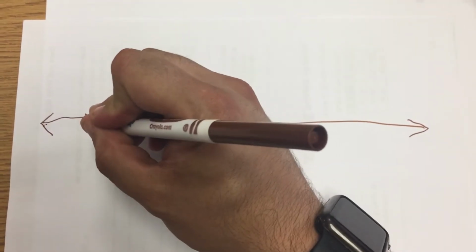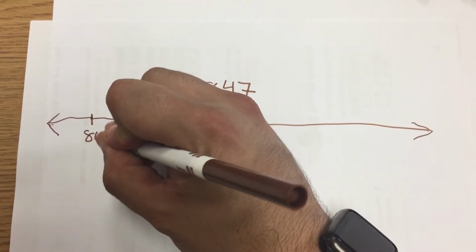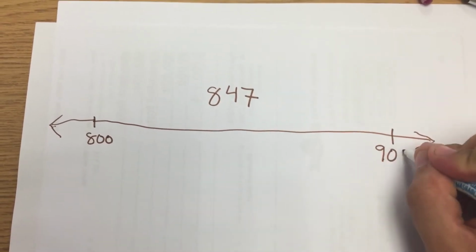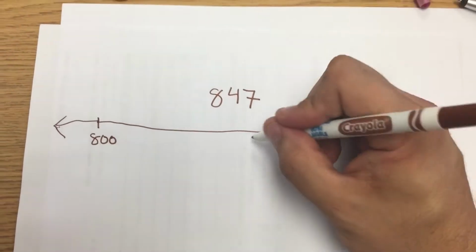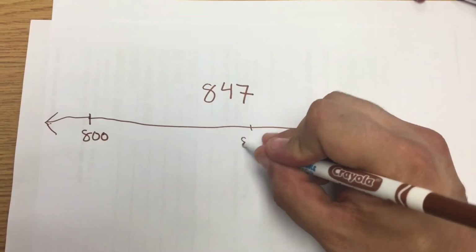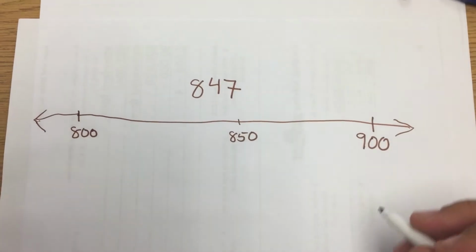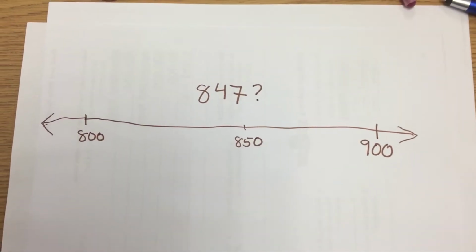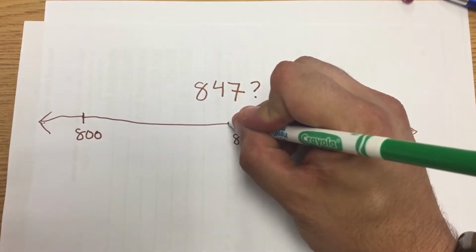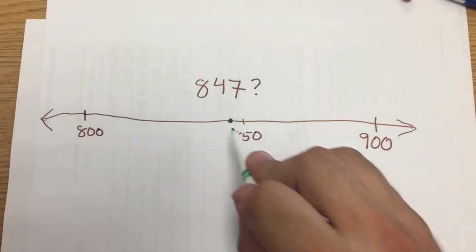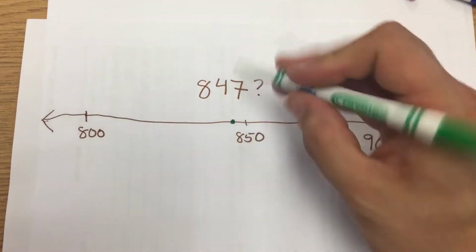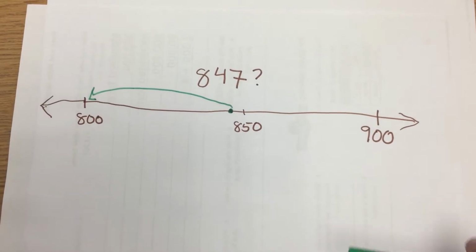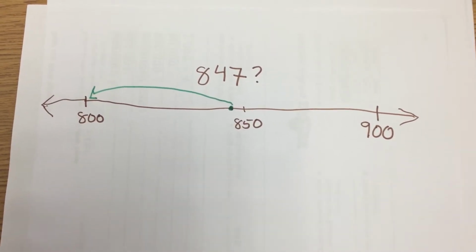We know that if I round down, it could be 800. We know if I round up, it could be 900. And right in between the two, we're looking at about 850. So the real question is, where does 847 fall on that number line? Well, it's going to probably fall pretty close to 850, but that still tells us that it's much closer to 800. So I'm going to draw the arrow downward to show that we're rounding down to 800.